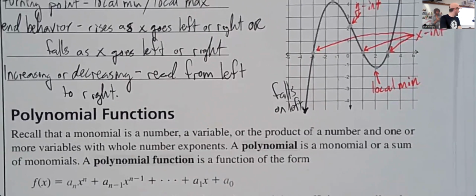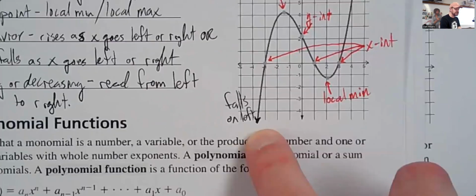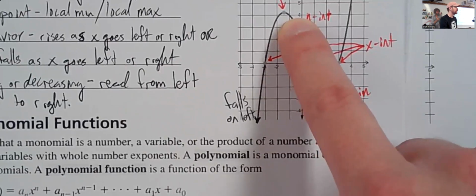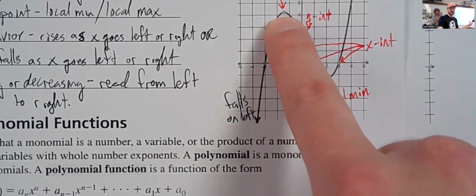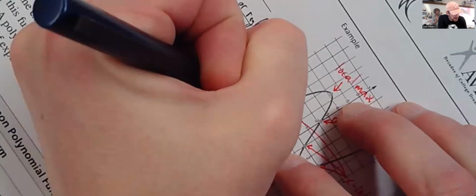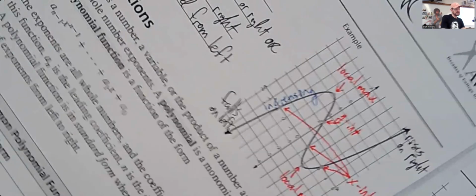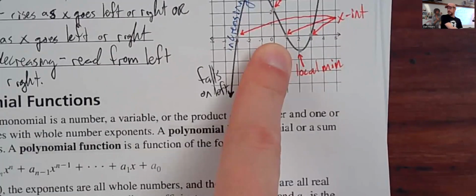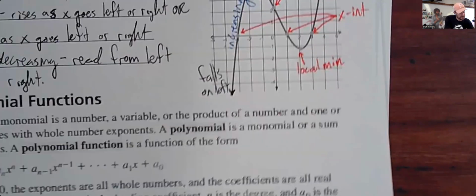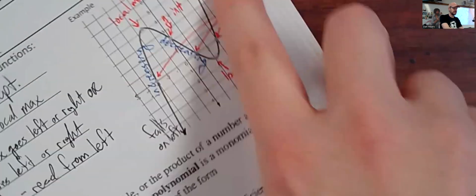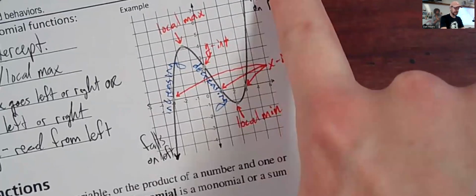So from this end right here, as it's falling on the left, to this local maximum, is that increasing or decreasing? If you're going left to right, is this going up or down? Up, so that would be increasing, right? So I'm just going to write increasing on that curve. And then between the local maximum and the local minimum, what's happening? It's decreasing. So right here, I'm going to say decreasing. And then from the local minimum to the other end as it's rising on the right, what's happening? It's increasing again, yeah.